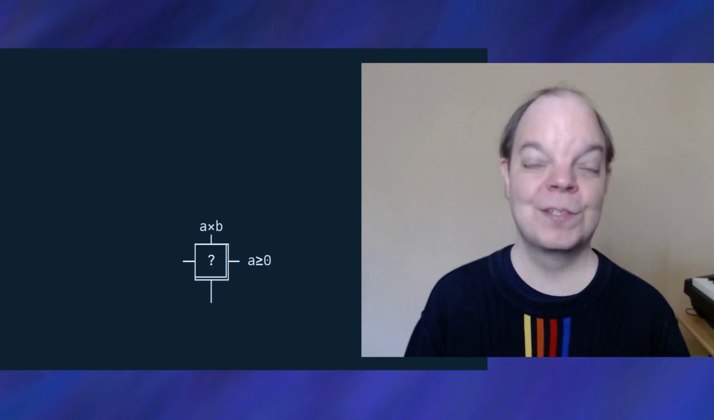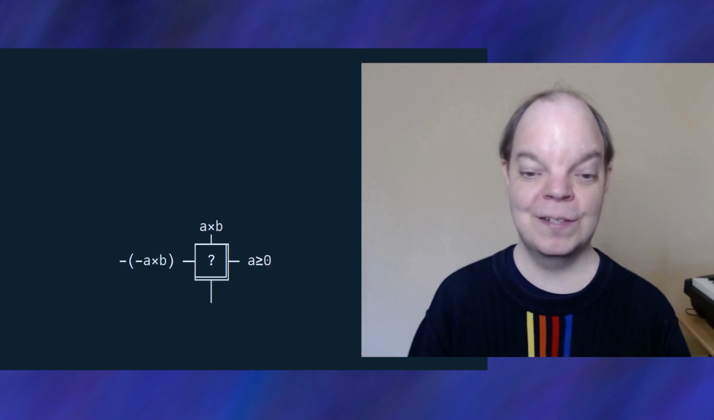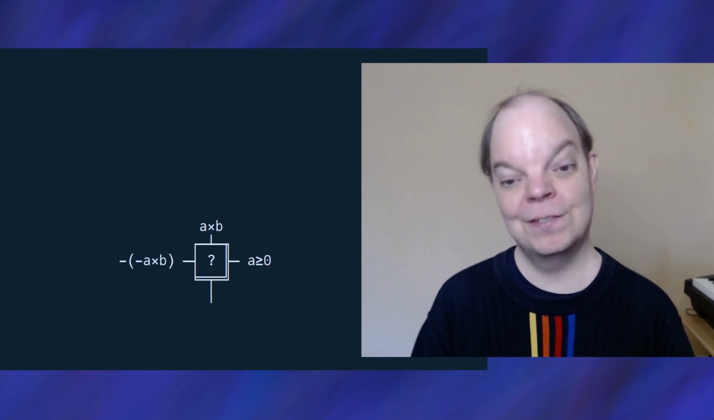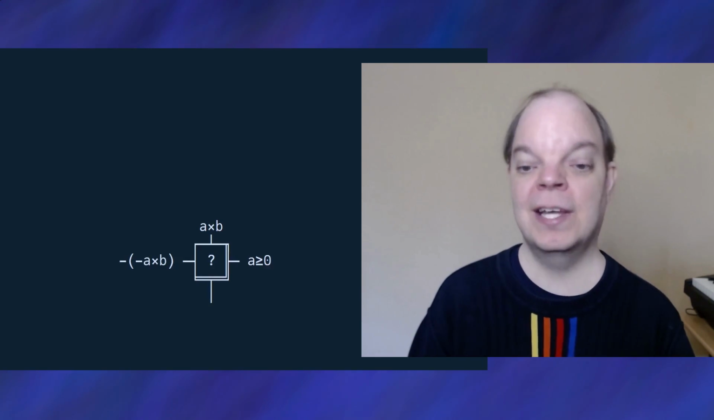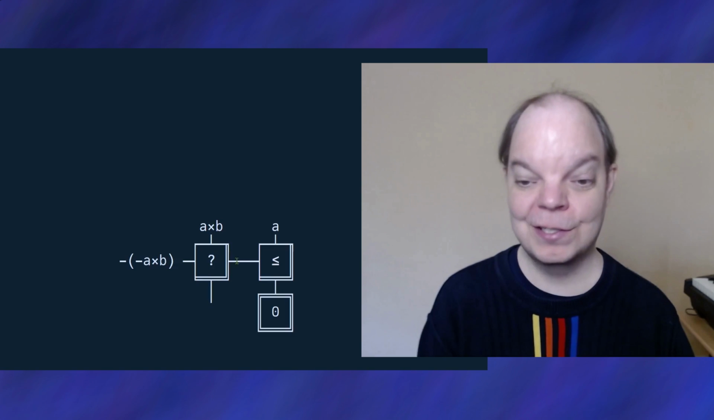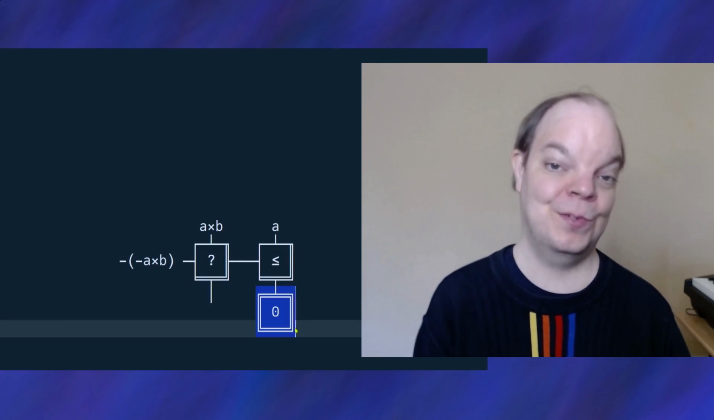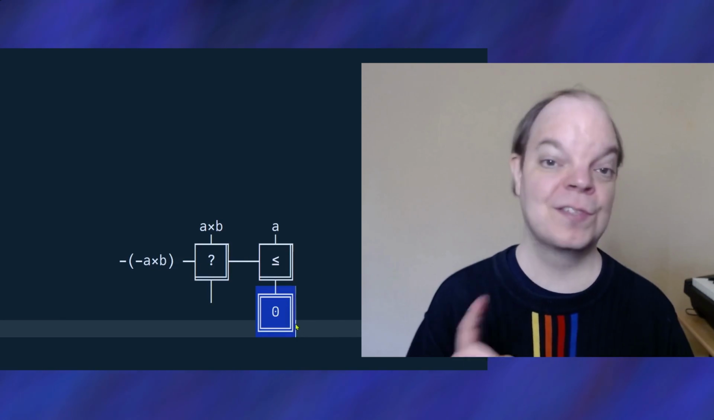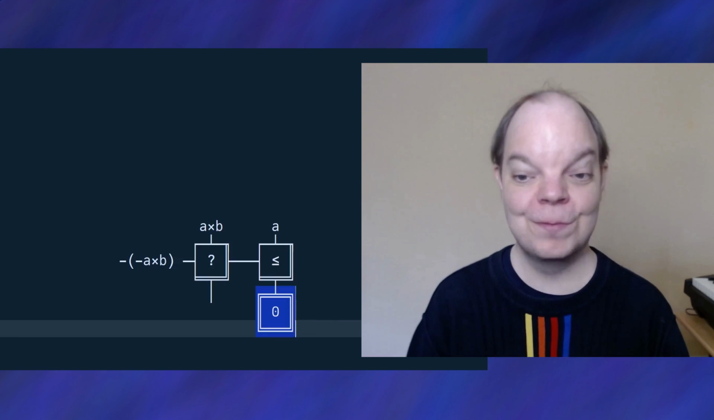If that is true, then the answer is the multiplication function that we already have. And if it is not true, well, then we're going to negate a, then do the multiplication, and then negate the result. So let's check if a is non-negative by using this function. Now I'm using the less than or equal to function here because this is the output, which means that this is the first operand. So we're actually checking if 0 is less than or equal to a, which is the same as a greater or equal to 0.